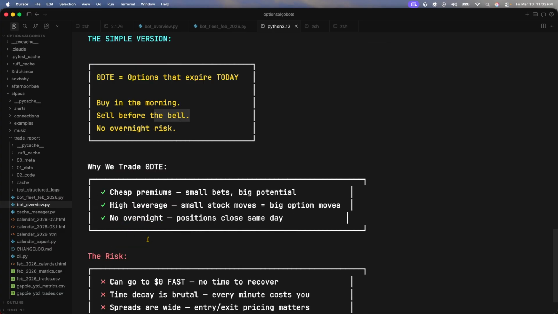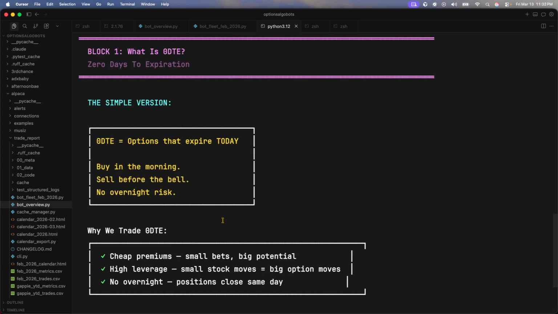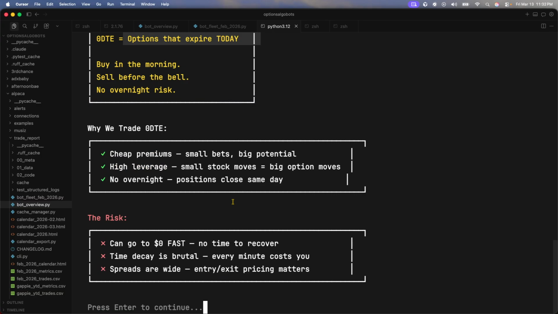The reason I love 0 DTE options is we're looking at cheap premiums, but the thing to keep in mind is that we have small bets, big potential, right? High leverage means small stock moves equal big option moves. Now, there are a couple of risks to keep in mind. It can go to $0 fast, so your risk is your premium paid. There's limited liability, but whatever you paid can go to zero quickly, and there's no time to recover because these are option contracts that do what? That expire the same day.